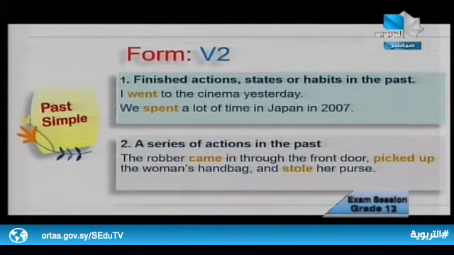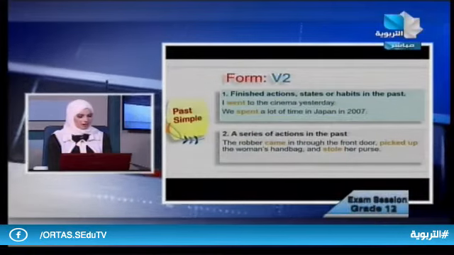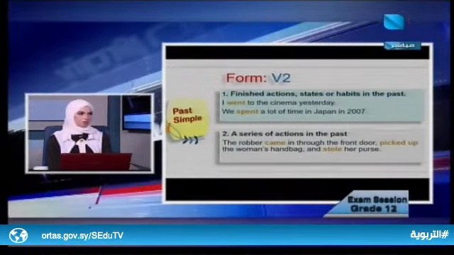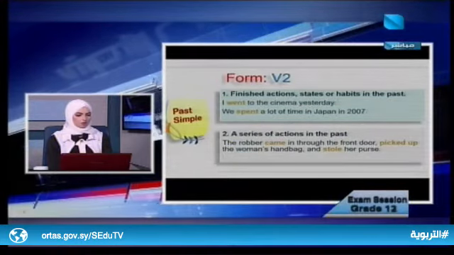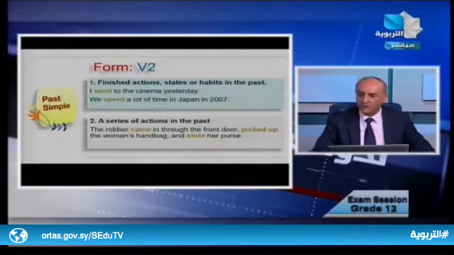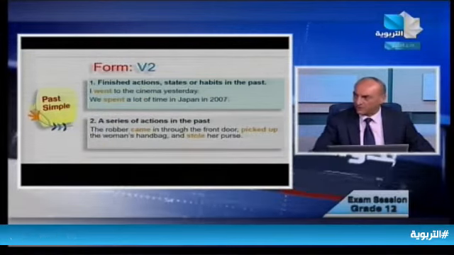For example, the robber came in through the front door, picked up the woman's handbag, and stole her purse. Good. So we have three actions in the past. The first one, in the order that they happened, was coming in through the front door, then picking up the woman's handbag, and finally stealing her purse. Good.